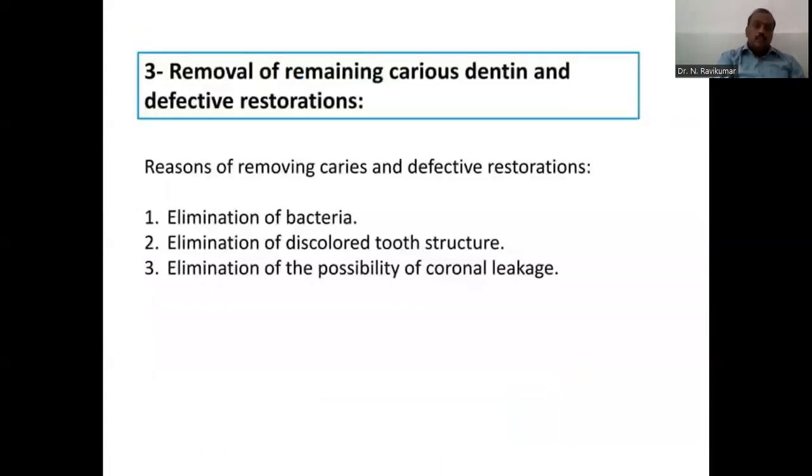The third step is the removal of the remaining caries. Once you have done the access cavity preparation, you have to inspect the cavity. In case of any defective restoration, older restoration or any infected caries, remove it; if possible, try to leave the affected caries. Unnecessarily, don't remove tooth structure. If needed, you remove it. Why do we have to remove it? We should not allow any bacteria to contaminate the root canal treatment. That is the reason to remove the existing caries or any old restorations.